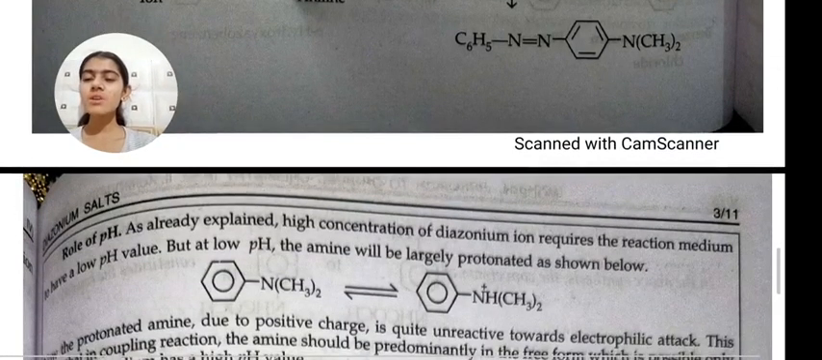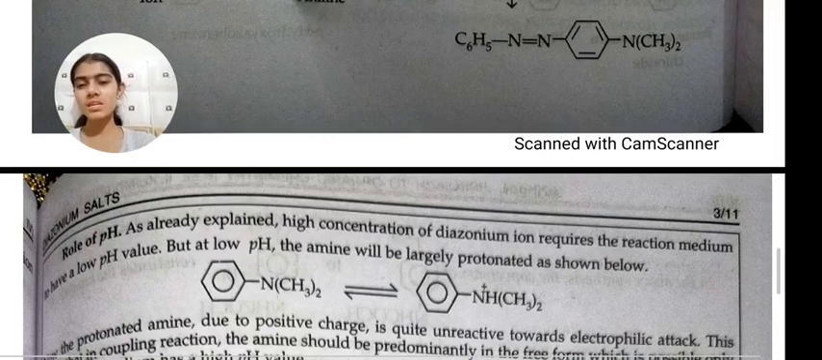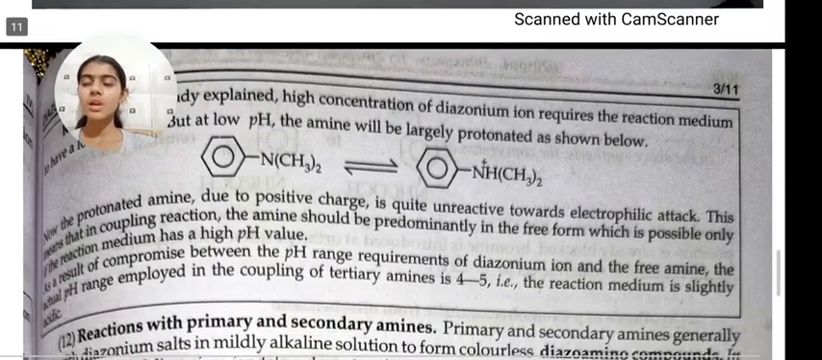Role of pH. As already explained, a high concentration of diazonium ion requires the reaction medium to have a low pH value, but at low pH the amine will be largely protonated as shown below. Now the protonated amine, due to its positive charge, is quite unreactive towards electrophilic attack. This means that in the coupling reaction the amine should be predominantly in the free form, which is possible only if the reaction medium has a high pH value.